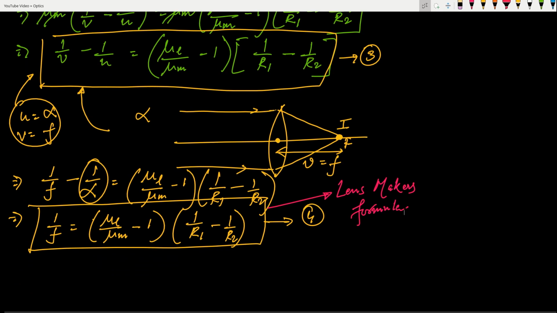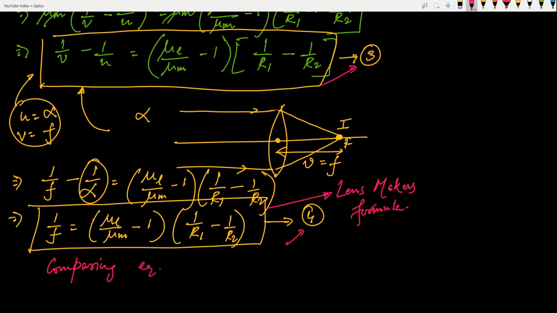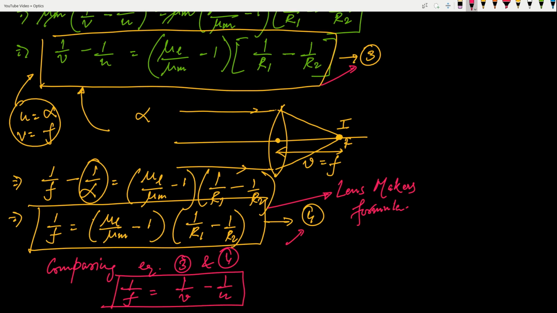If we look into equation number 3 and equation number 4, and compare them, let me write it down for you: comparing equations 3 and 4, we can say that 1 by f is equal to 1 by v minus 1 by u. This is another important formula or relation, which is known as Lens formula. So 1 by f can be written as 1 by v minus 1 by u.